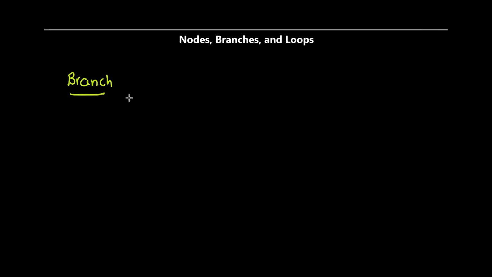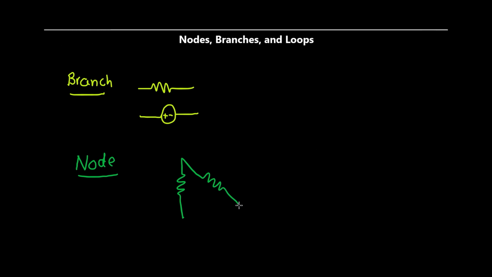The first term is the branch. Any two-terminal device like a resistor or voltage source is called a branch. The next term is node, which is the junction or point of connection of two or more than two branches. For example, these three resistors have one common point which will be called a node. Loop is any closed path.